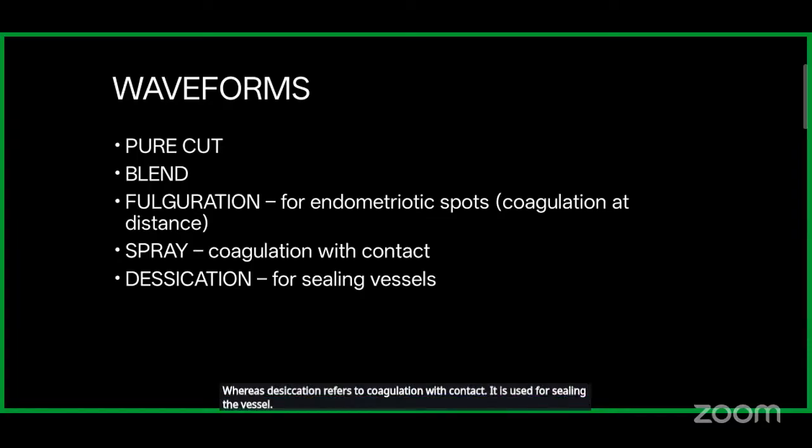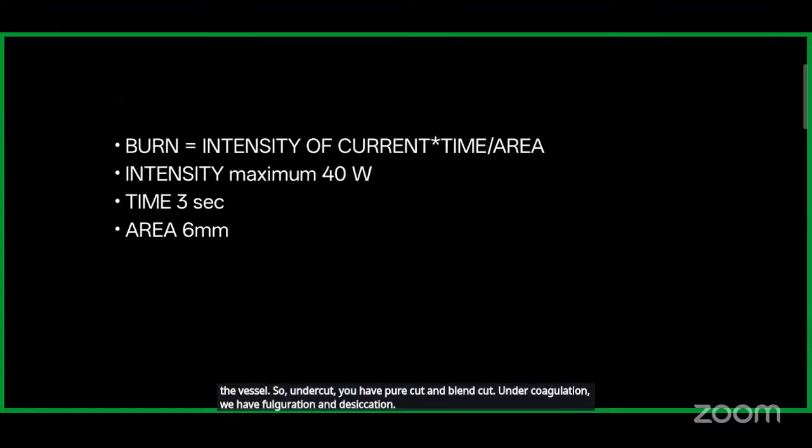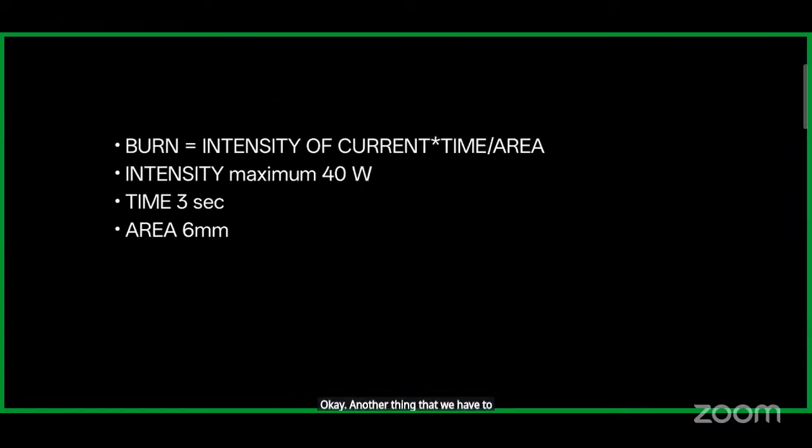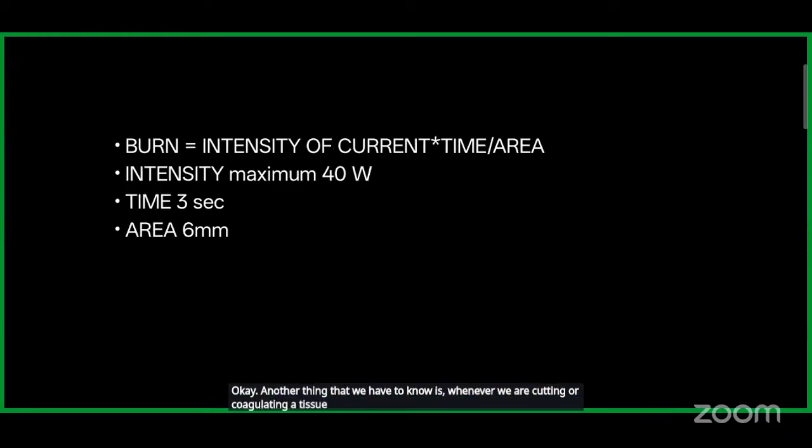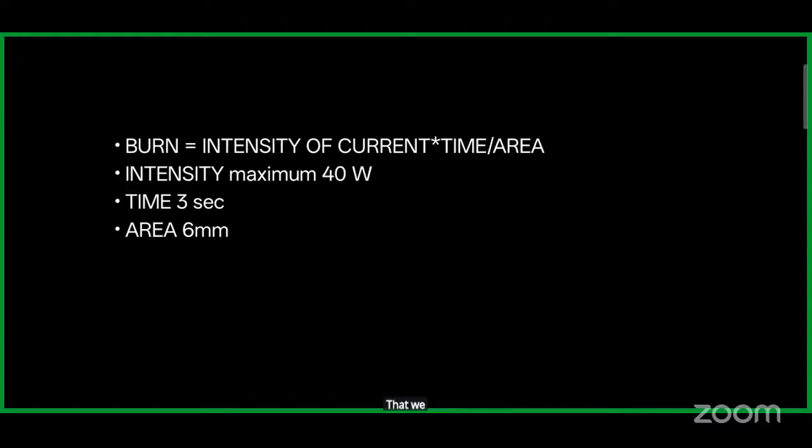So under cut, you have pure cut and blend cut. Under coagulation, we have fulguration and desiccation. Another thing that we have to know is whenever we are cutting or coagulating a tissue, the amount of burn produced depends on three things. One is the intensity of the current. Second is the time for which we activate the current. Third is the area that we hold between the electrode.